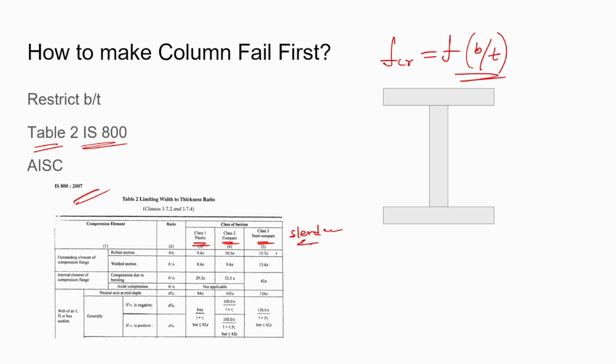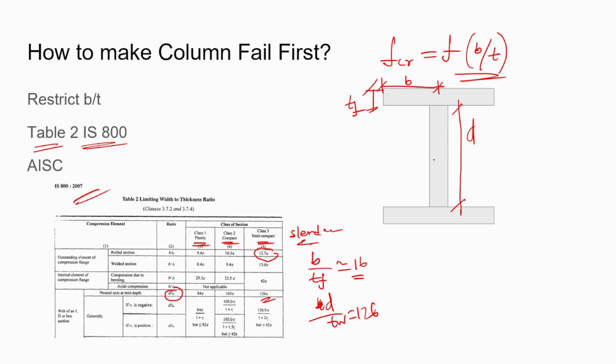That is why you restrict this b by tf to approximately 16, right? So what is b? We have just discussed. This is b and this is the thickness of the flange. Not only that, you also have to play with the d by tw, where it is maximum restricted to, sorry, this is d by tw, it is 126, and here this is the d, this is the tw, right?